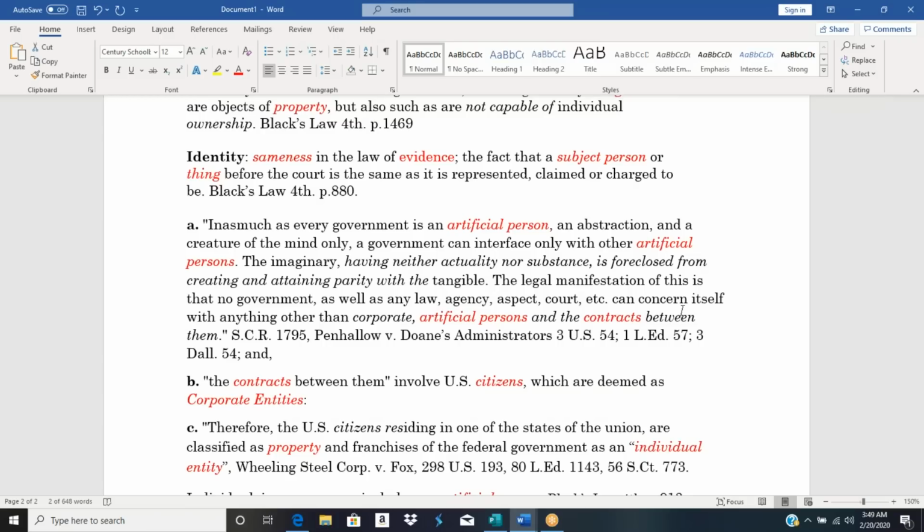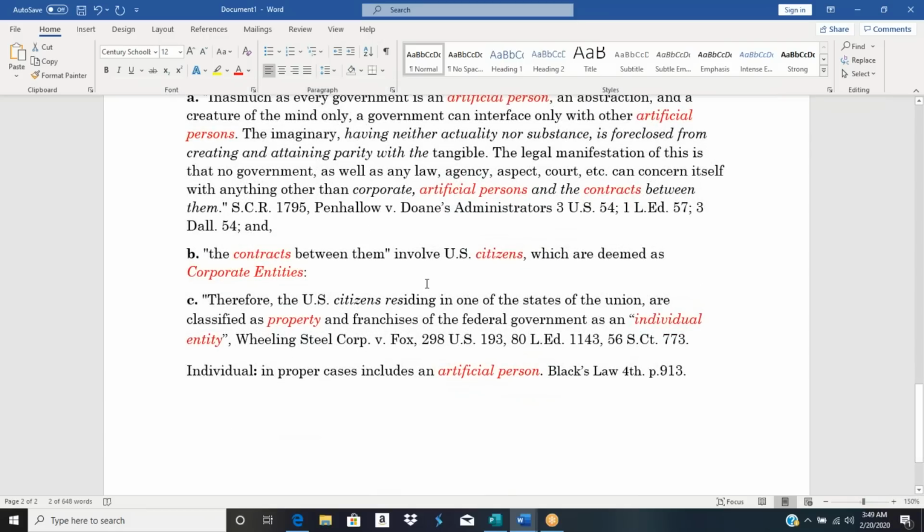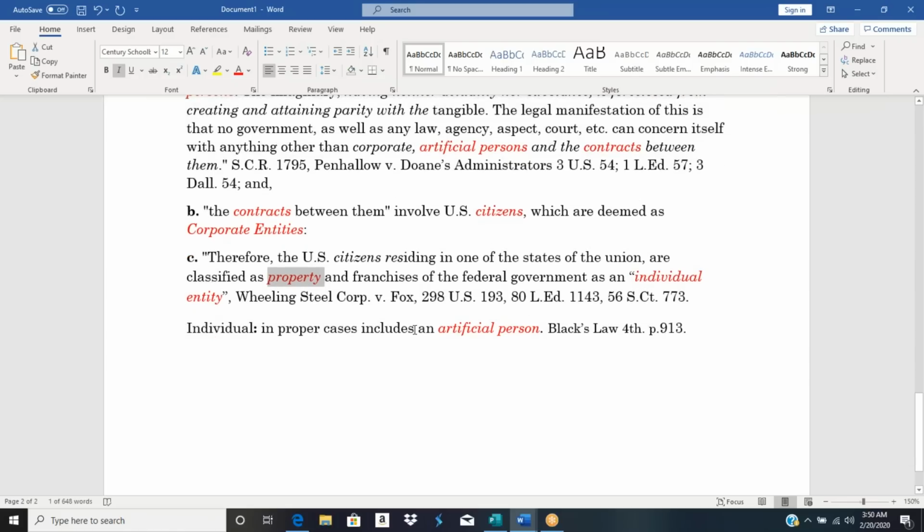All right, the contracts between them involve U.S. citizens, which are deemed corporate entities. If you're a United States citizen, gentlemen, you're a corporate entity. If you're a corporate entity, you're an artificial person, and thus the courts can deal. Okay? Therefore, U.S. citizens residing in one of the states of the Union are classified as what? Property and franchises of the federal government as individual entity. Individual in proper cases includes an artificial person.